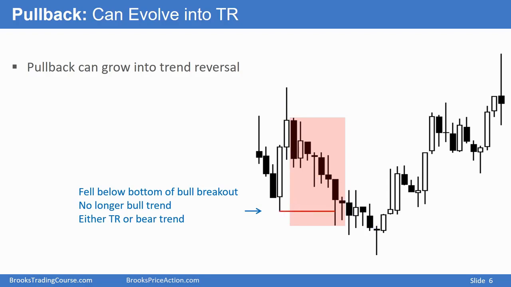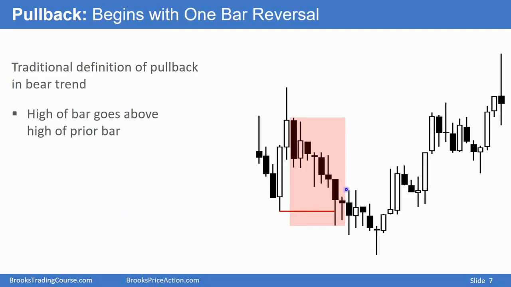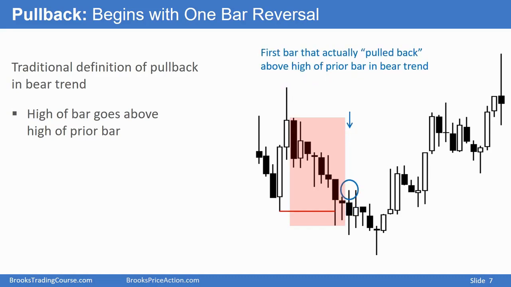In a bear trend, the typical definition of a pullback is a bar going above the high of the prior bar. So this is the first pullback. However, on a smaller time frame chart, this bull bar is almost certainly a pullback. On the 5-minute chart, I would call it an implied or inferred pullback. It's a pullback, not on this chart, but on some lower time frame chart. I still view it as a minor pullback. This is an actual pullback on this time frame because it went above the high of the prior bar. So this is the first bar on this time frame that actually pulled back above the high of a prior bar in a bear trend.